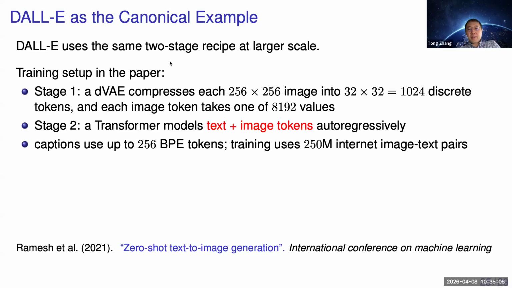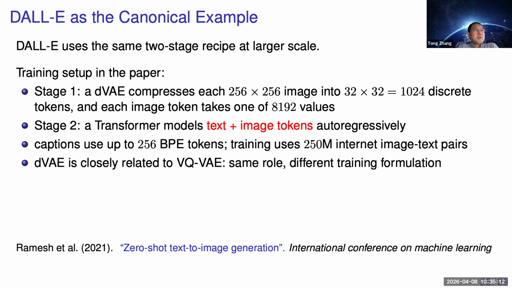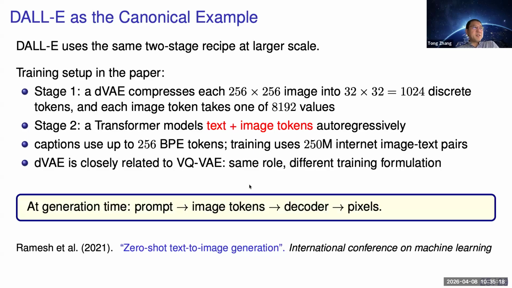But this is focused on generation. These approaches are closely related, just with a different training formula. We will not talk too much about that, but they achieve the same purpose. At generation time, you have a prompt and you generate image tokens. These can be generated using a transformer, so it's just an LLM. Then your decoder, the VAE decoder, is plugged in and it goes to pixels. So that's basically the pipeline.